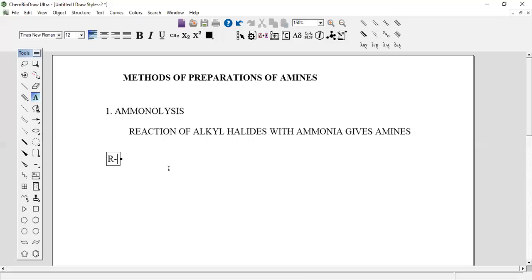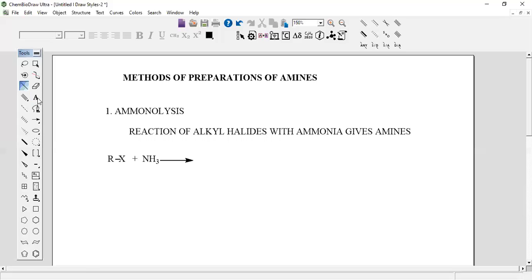What is the general formula of an alkyl halide? RX. And this will react with ammonia. Now, when it reacts with ammonia, what happens? What will we get here? I will take this RX.